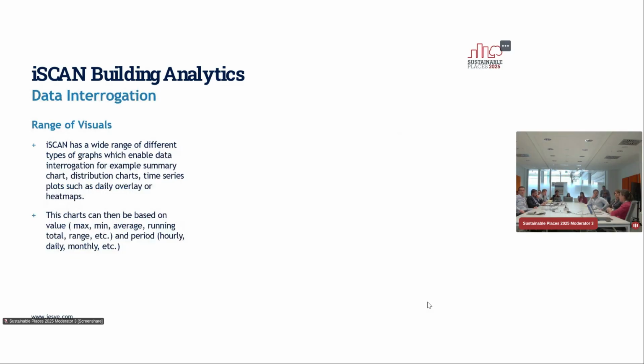And we do it in iScan. It's built to analyze large amounts of building data with several visual types: summaries, distribution charts, and time series. The way they work is that we can select the values that we want to look at, and periods. So there's a lot of flexibility in that. I just have a couple of examples here.